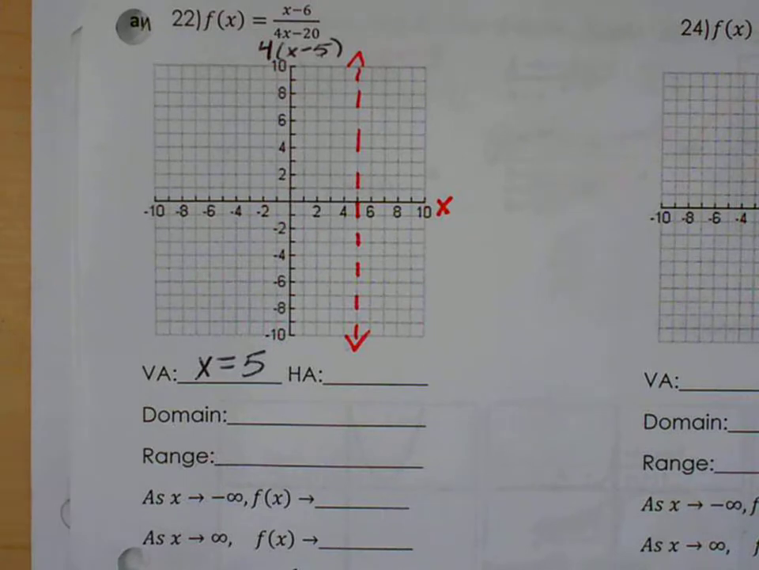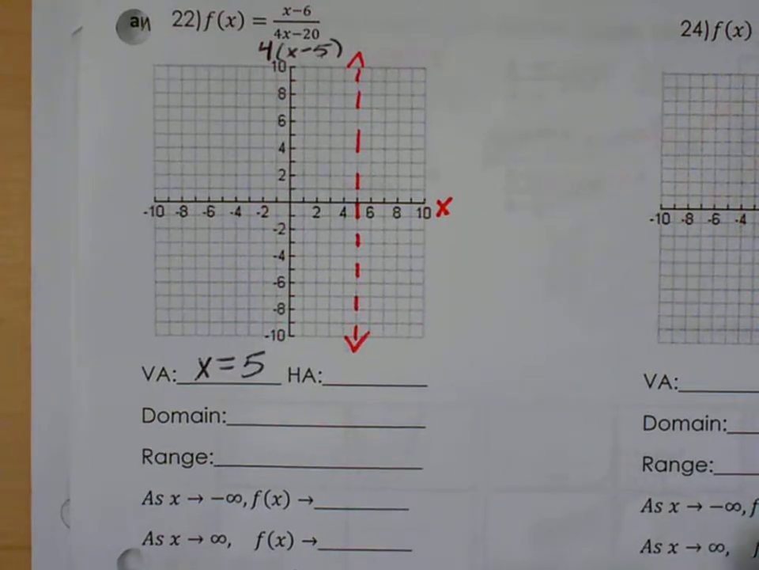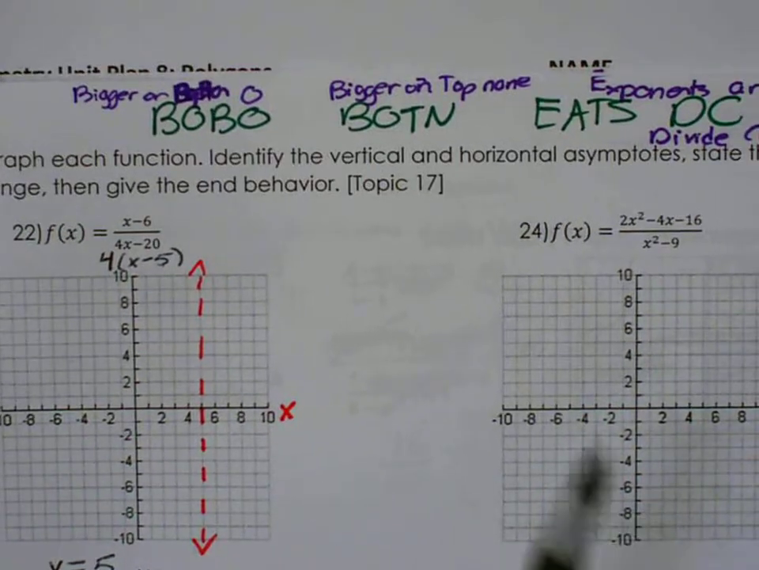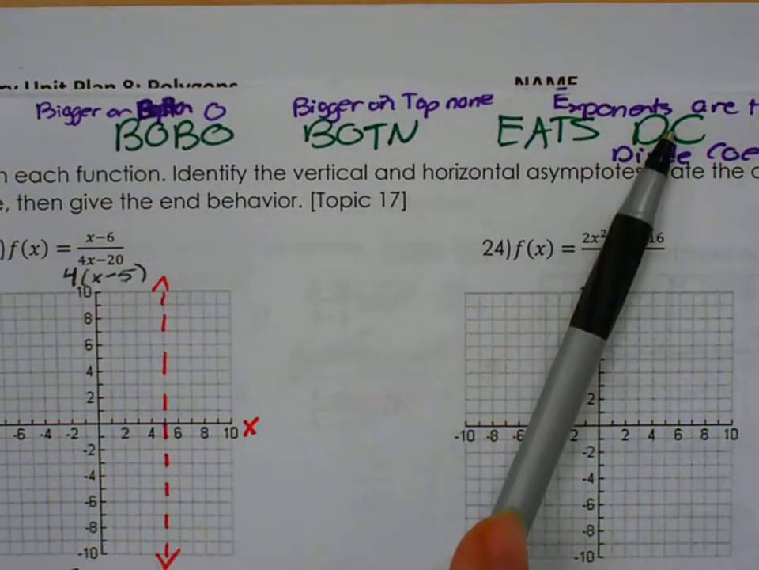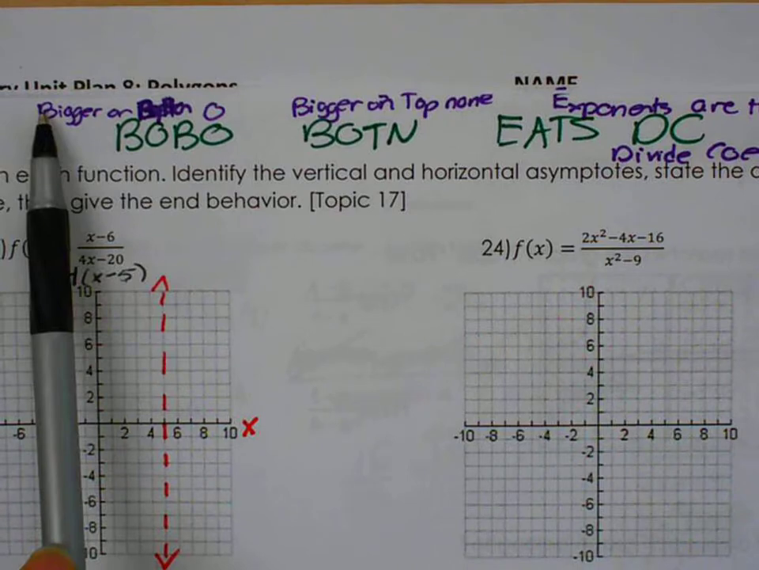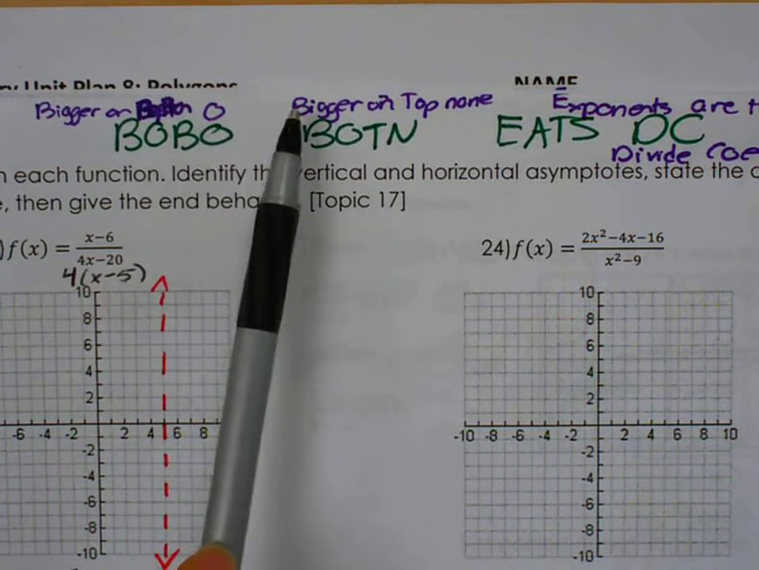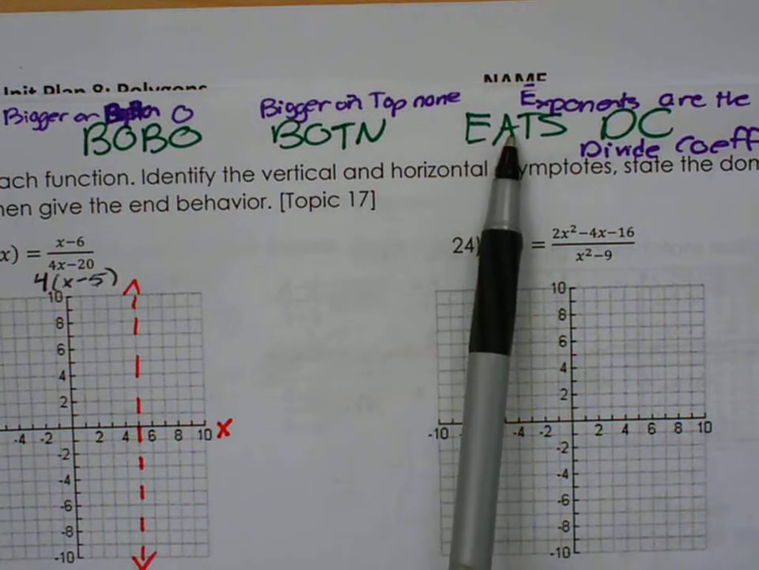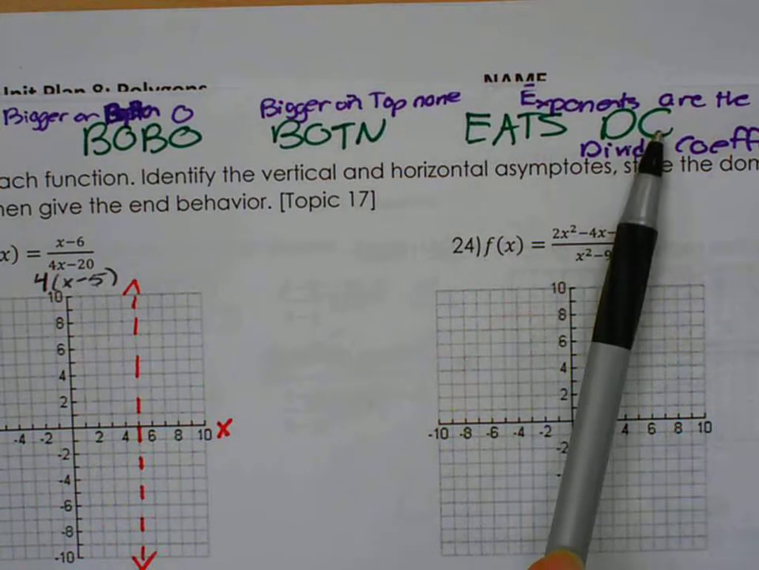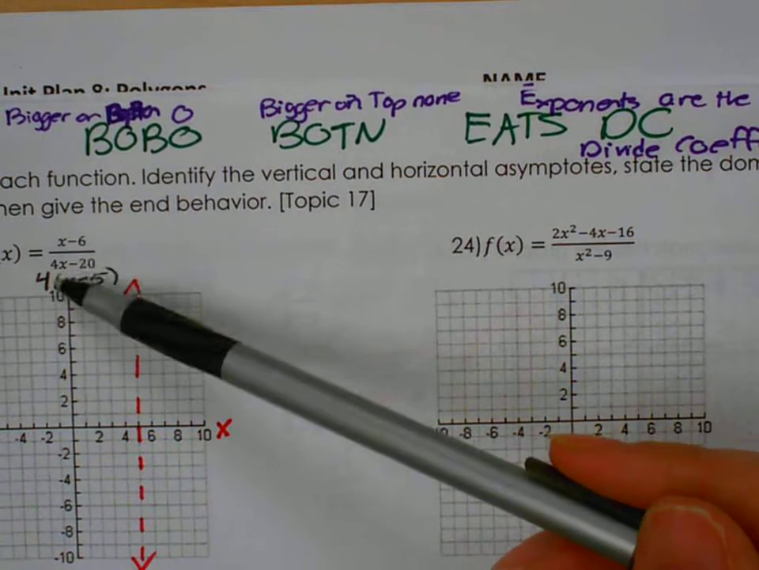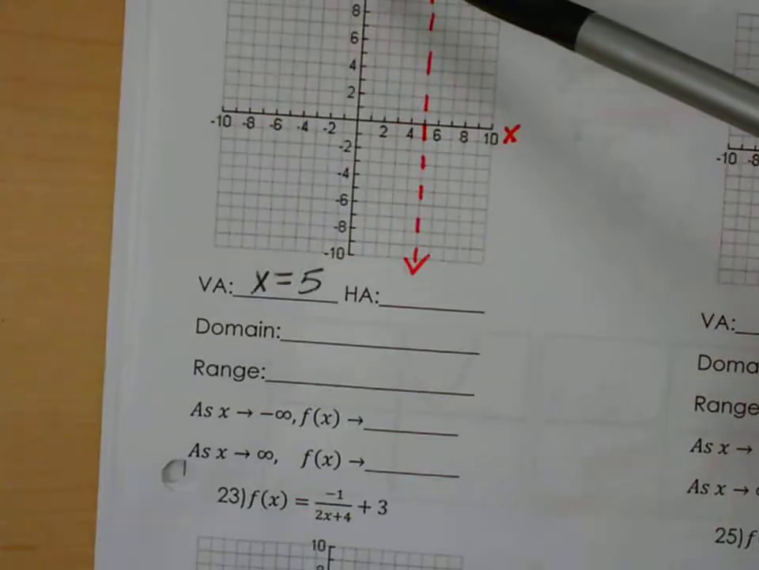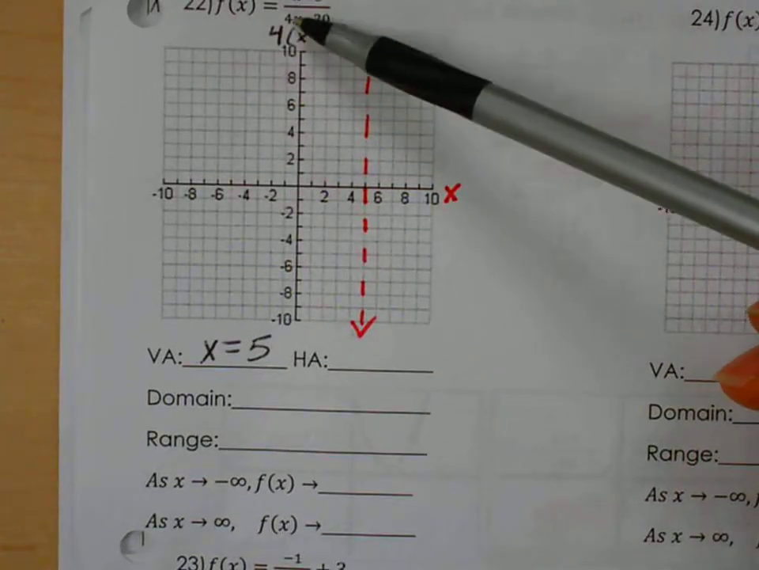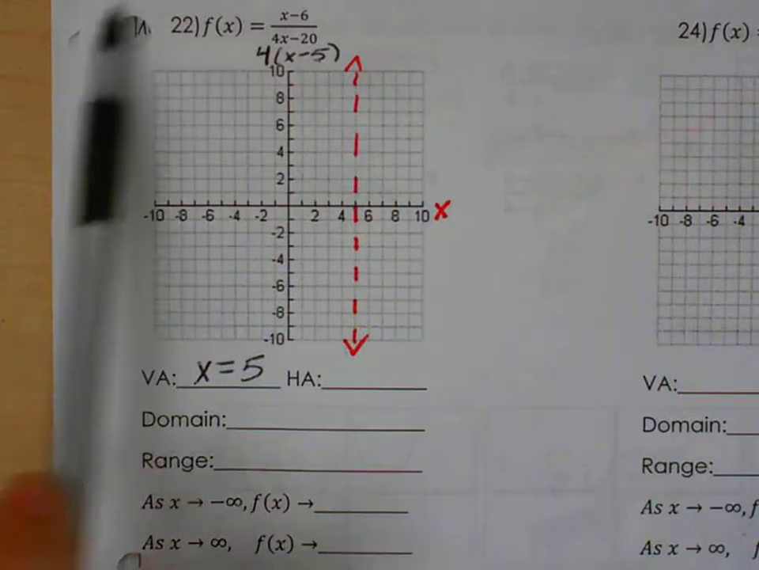My horizontal asymptote depends on what kind of rational function I have. So a memory tool to help with this is Bobo Botan Eats DC. This stands for bigger on bottom, 0, bigger on top, none, and Eats DC is exponents are the same, divide coefficients. So if I look here, I can see in this first example that my exponents are the same. So I'm going to divide the coefficients.